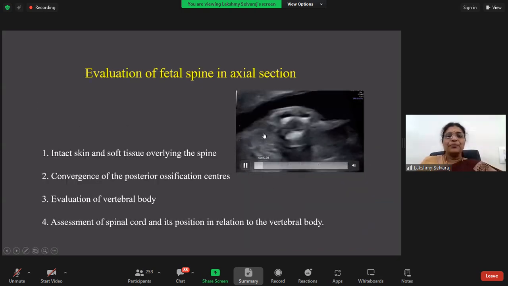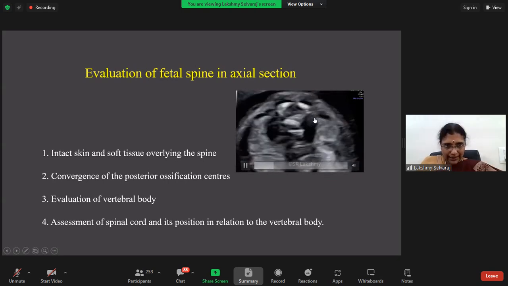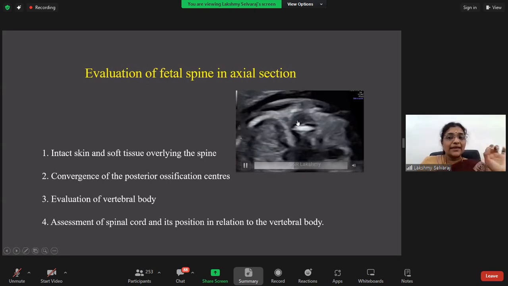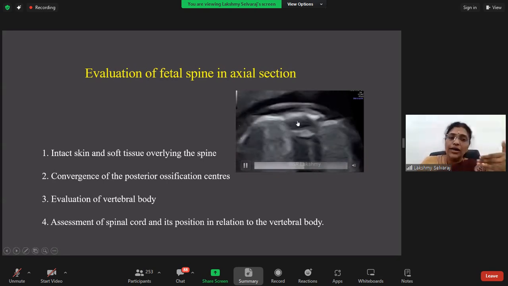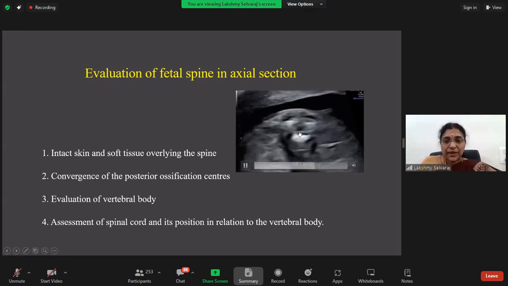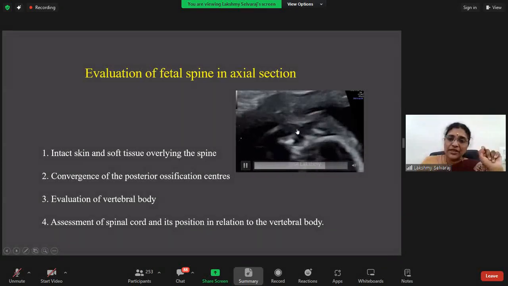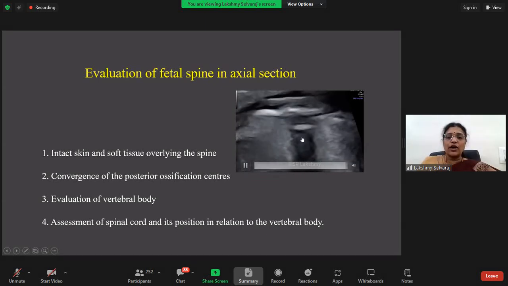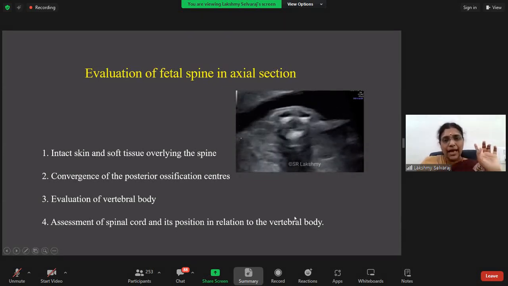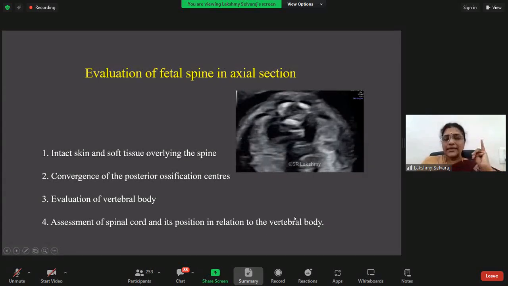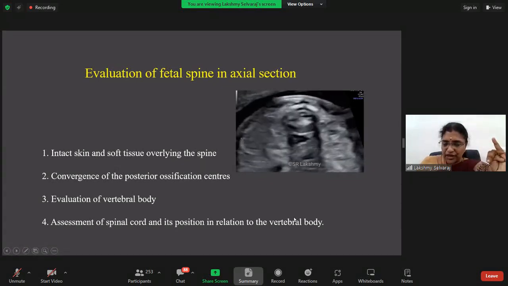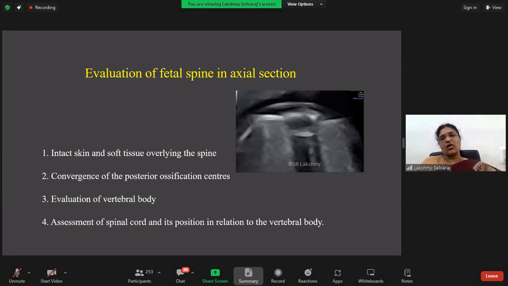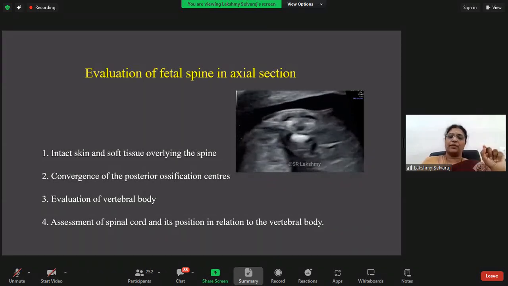In the axial, look at the skin and soft tissue overlying the spine, and the convergence of the posterior ossification centers, which is a clue for spinal dysraphism at all levels. Then evaluate the vertebral body per se, evaluate the cord for hemicords or tethered cord, and the position of the cord in relation to the vertebral body. That is the axial section, four steps.